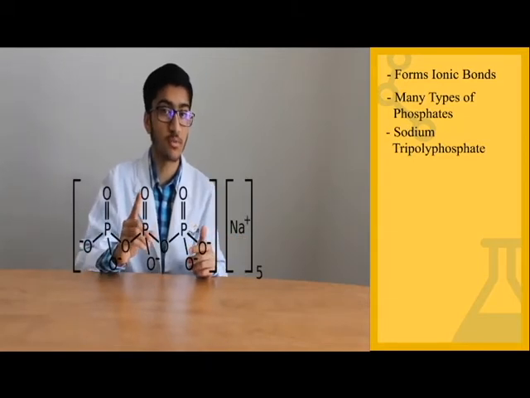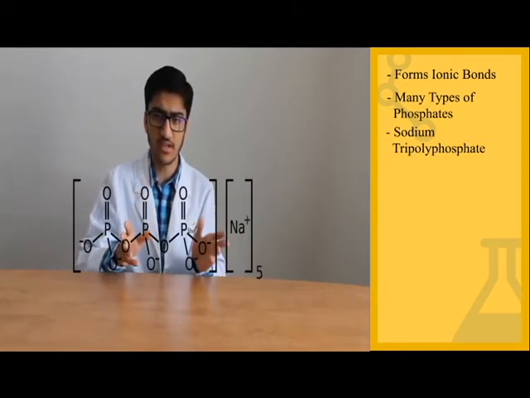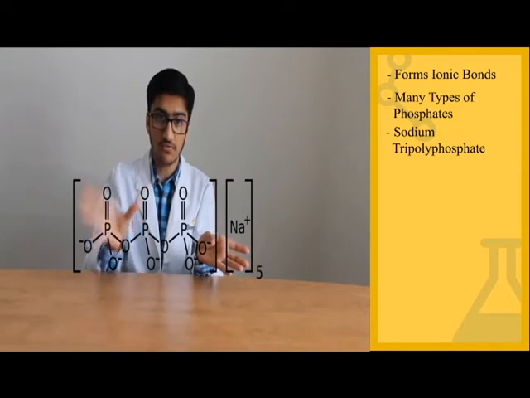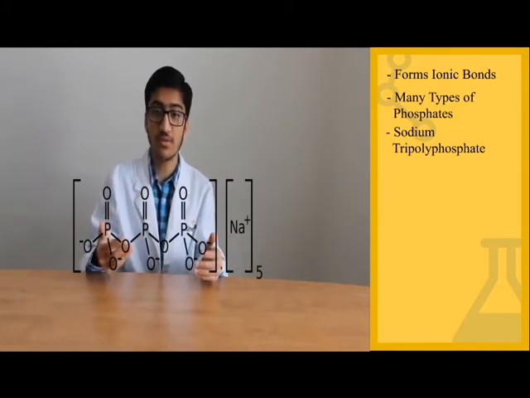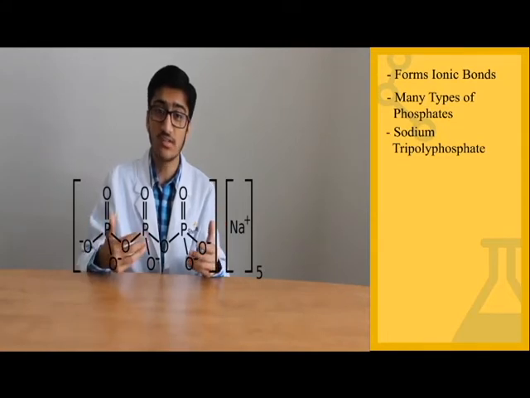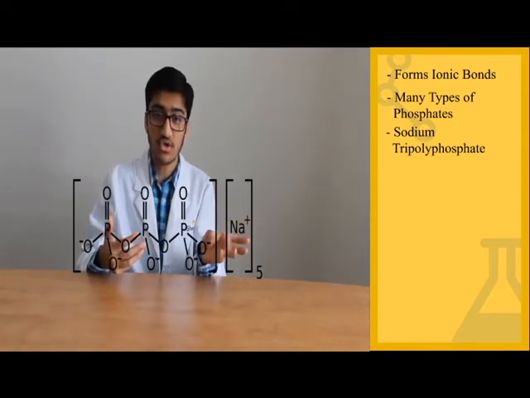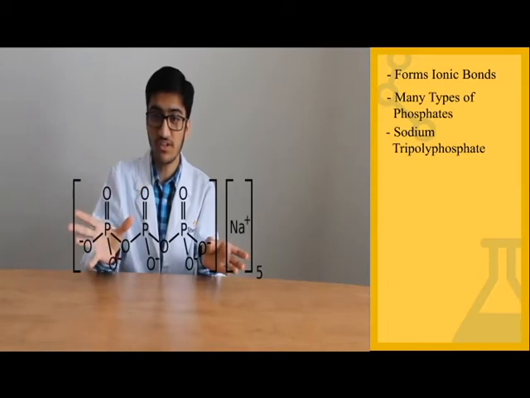One thing to note about this molecule is that it has 2 types of ends, a hydrophilic end and a hydrophobic end. Hydrophilic means attracted to water, while hydrophobic means unattracted to water. In our case, the sodium ions are attracted to water, while the tripolyphosphate ions are not attracted to water.